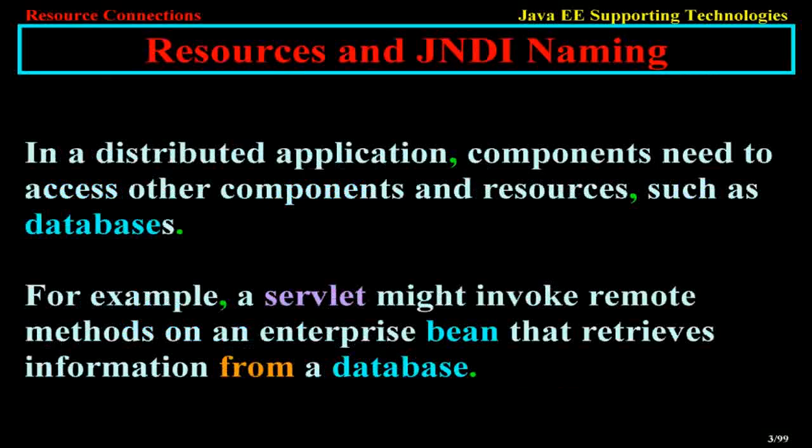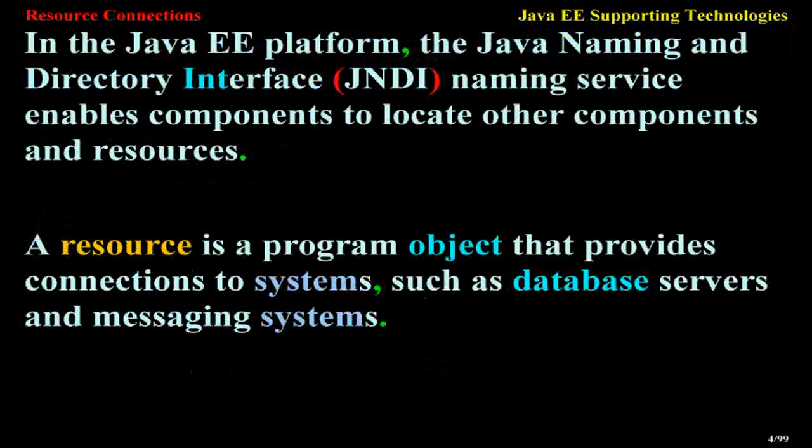In a distributed application, components need to access other components and resources, such as databases. For example, a servlet might invoke remote methods on an enterprise bean that retrieves information from a database. In the Java EE platform, the Java Naming and Directory Interface (JNDI) naming service enables components to locate other components and resources. A resource is a program object that provides connections to systems, such as database servers and messaging systems.